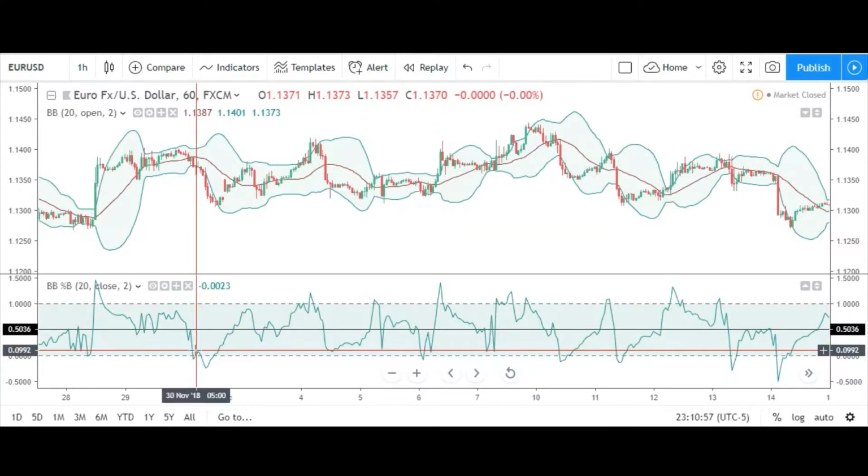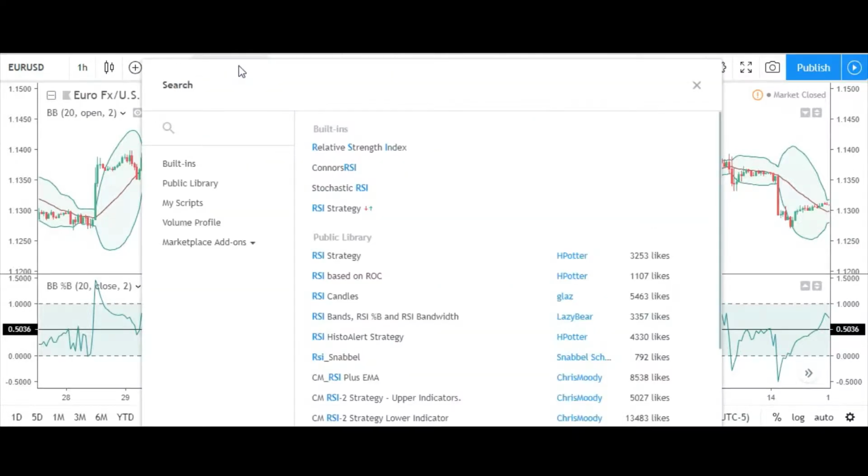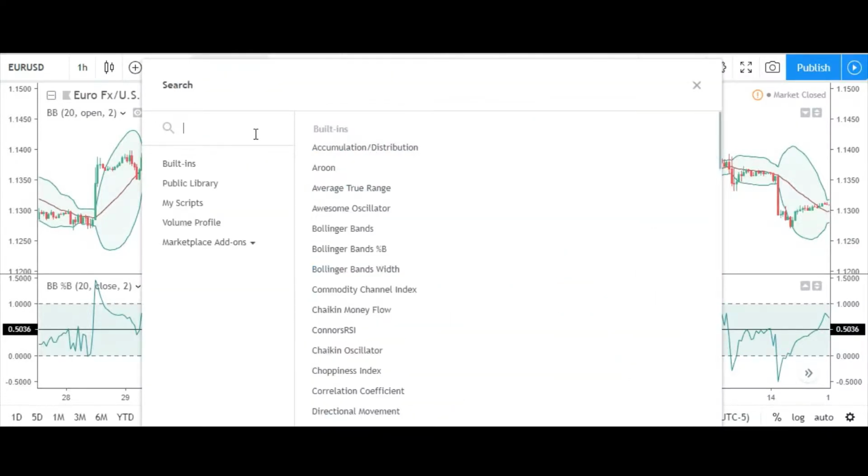So the Bollinger Band percentages is the exact same thing as the normal Bollinger Bands, except it's just a completely different way to view it. Much like most indicators, they pretty much just show you exactly what you're already looking at, except in a different way.